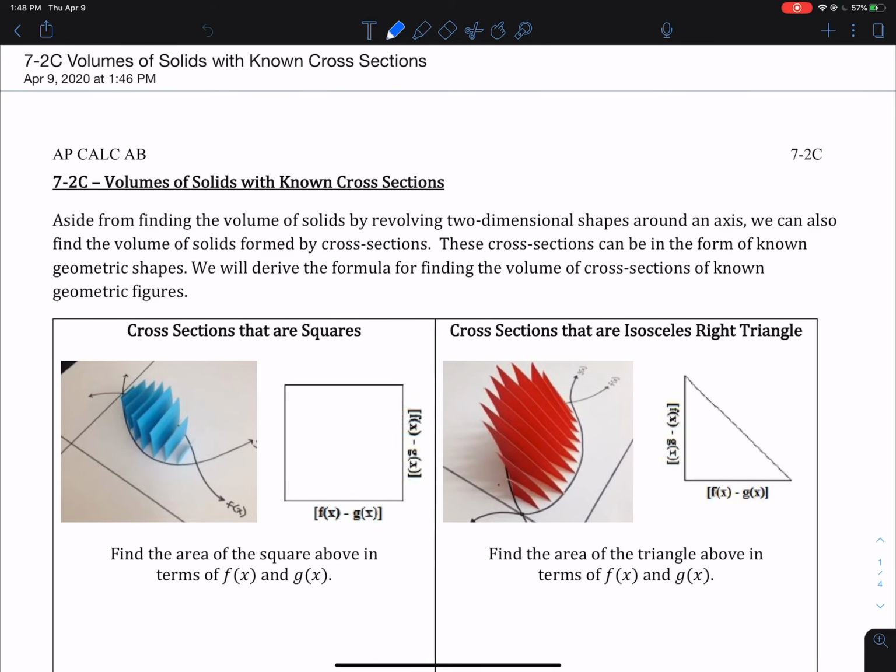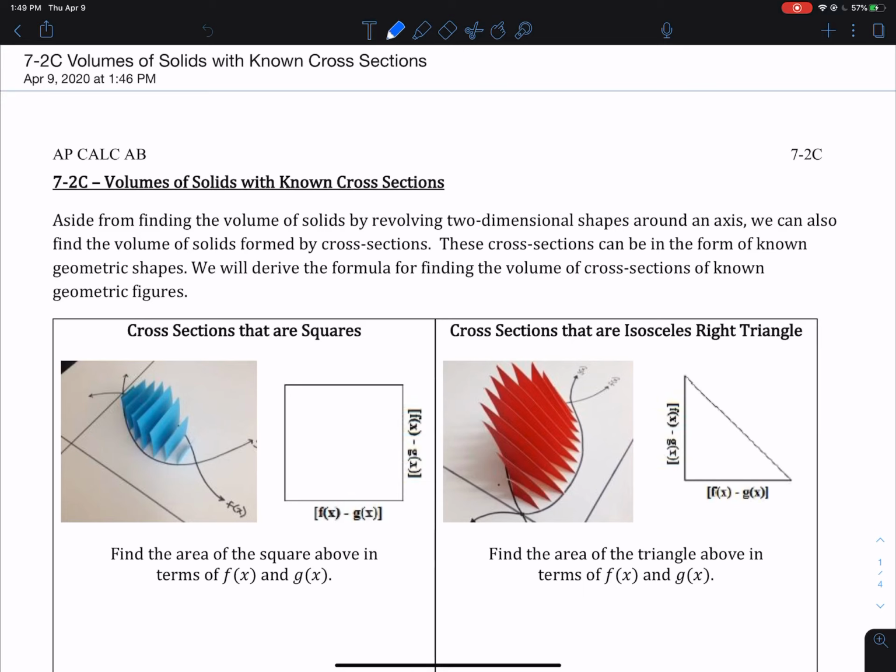Okay, so this is the last section that we need to cover before the AP exam. They probably will not be testing you on this, but I still would feel more comfortable going over it just in case. The last section is volumes of solids with known cross sections. Now, the previous two volumes had to do with rotation around the axis. That's not going to be the case with this section.